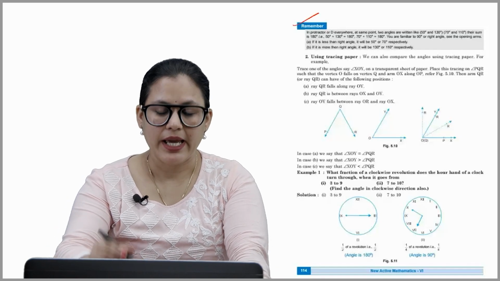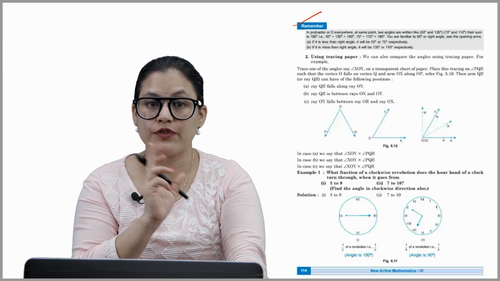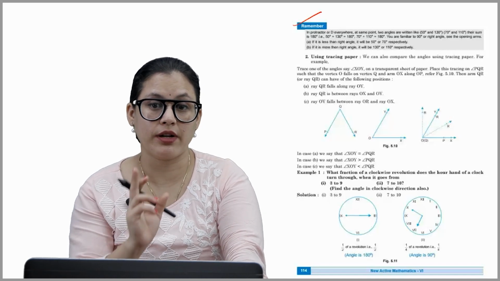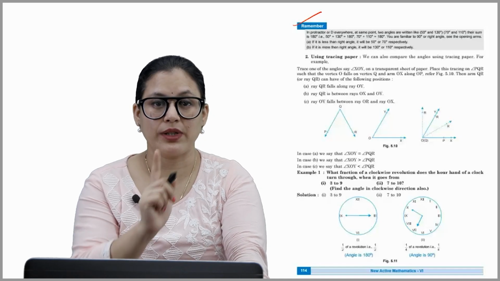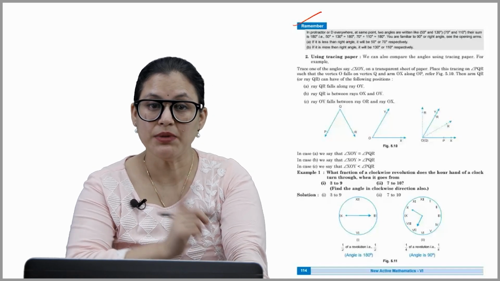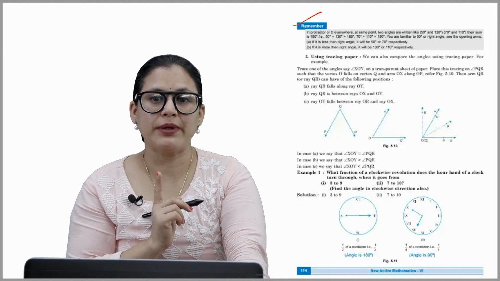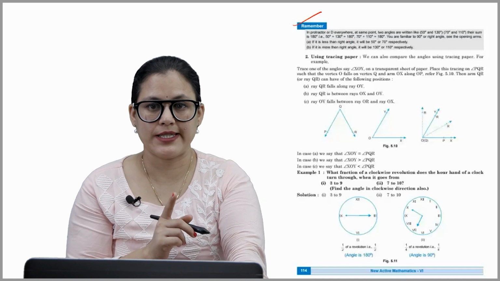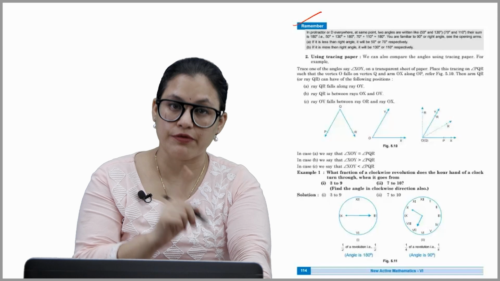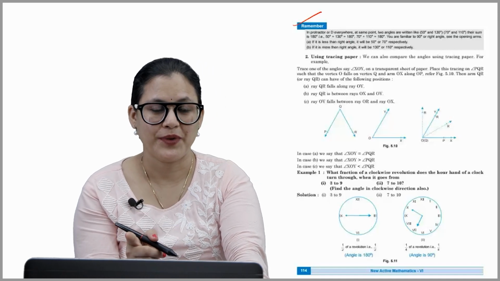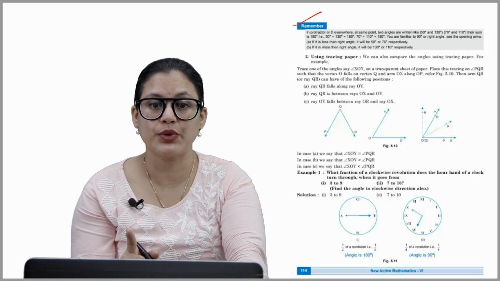Remember, on a protractor, at the same point, two angles are written, like 50 degrees and 130 degrees, 70 degrees and 110 degrees. Their sum is 180 degrees. That is 50 degrees plus 130 degrees is equal to 180 degrees. Similarly, 70 degrees plus 110 degrees is equal to 180 degrees. You are familiar with 90 degrees or right angle. See the opening arms. A. If it is less than a right angle, it will be 50 or 70 respectively. B. If it is more than a right angle, it will be 130 or 110 degrees respectively.